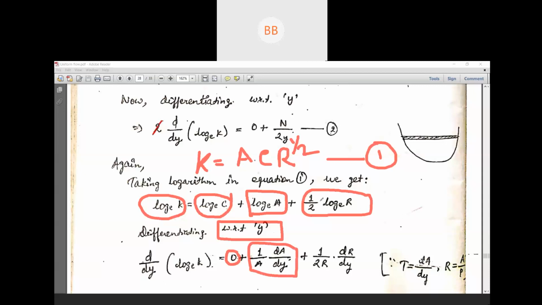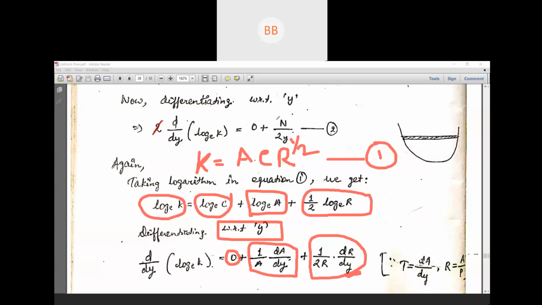Then addition, we have log e r. Again, for log e r, there will be the constant half, then for log e r it will be 1 by r. And then r is again a function of y, so we have to differentiate again with respect to y. So that is why dr by dy. This is simple mathematics you have learned in differentiation.